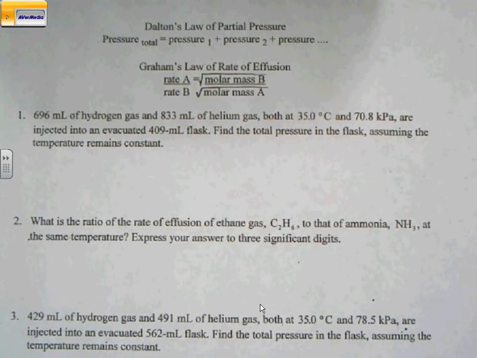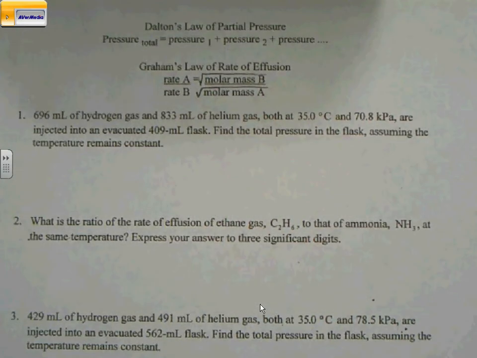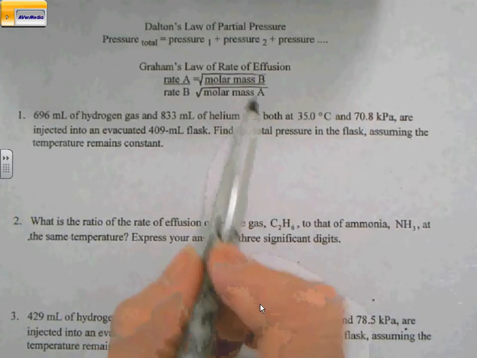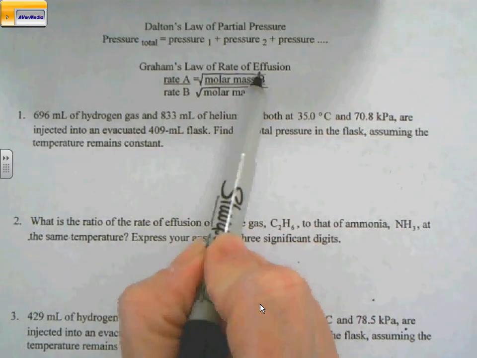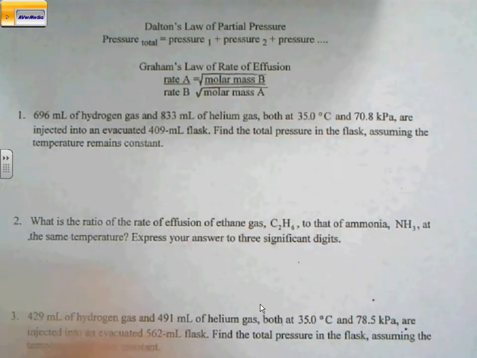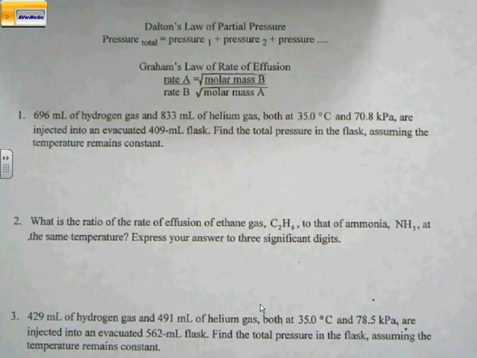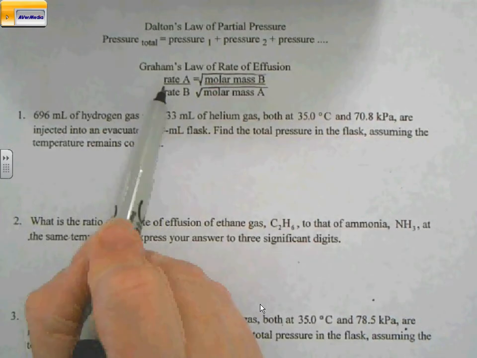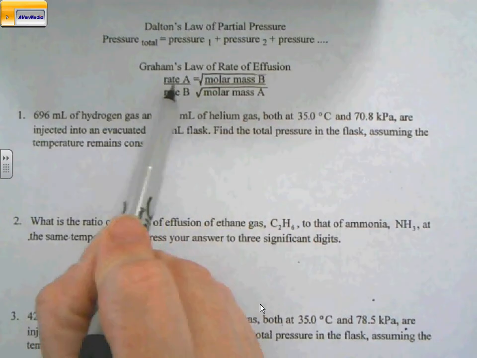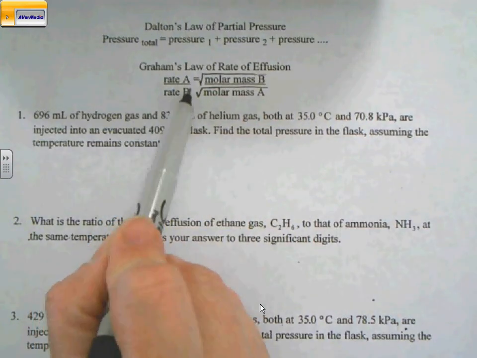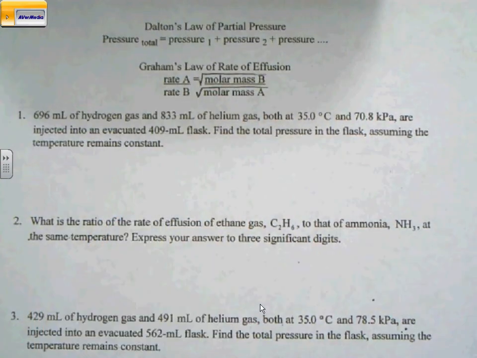The other gas law is Graham's law, which is a rate of effusion, which means how fast does a gas escape from a small hole within a container. And the formula is the rate of A divided by the rate of B equals the molar mass of B divided by the molar mass of A. So you can compare one gas's ability to escape as compared to another.